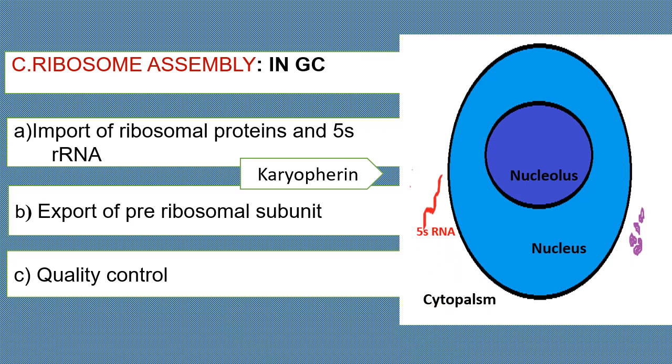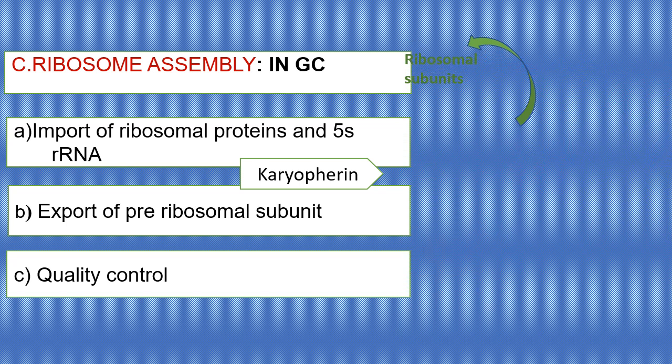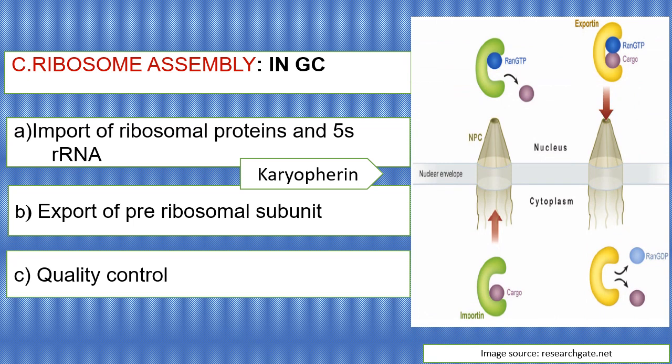The 5S ribosomal RNA and the ribosomal proteins which are synthesized outside the nucleolus are transported into the nucleolus. In this diagram, we can see that the 5S ribosomal RNA and the ribosomal proteins are imported into the nucleolus, and after the formation of the pre-ribosomal subunit, they are exported out from the nucleolus into the cytoplasm. For the efficient passage through the nuclear pore complex, it depends on a group of proteins.